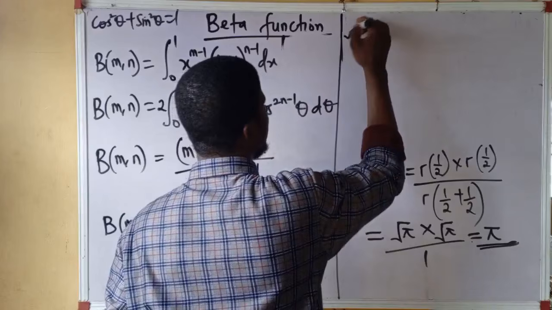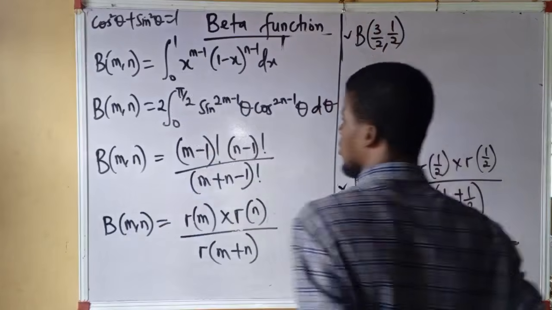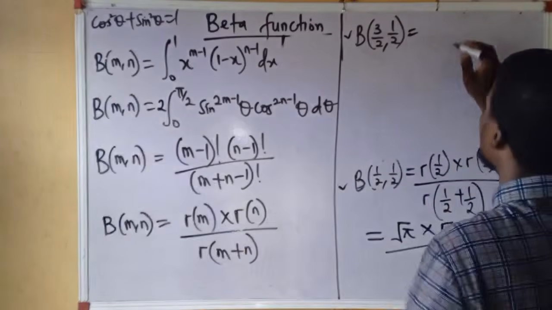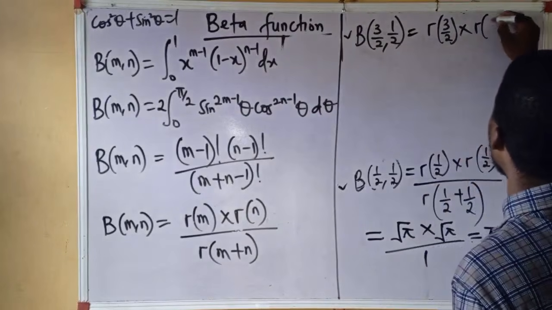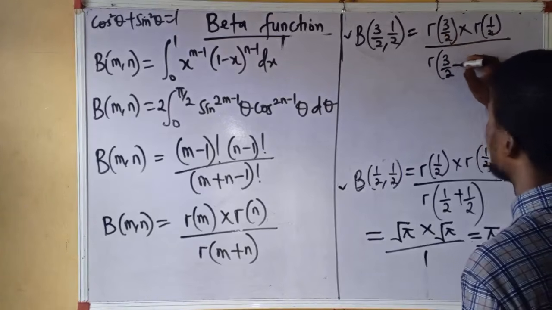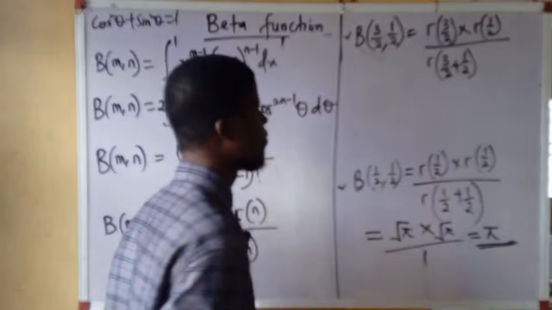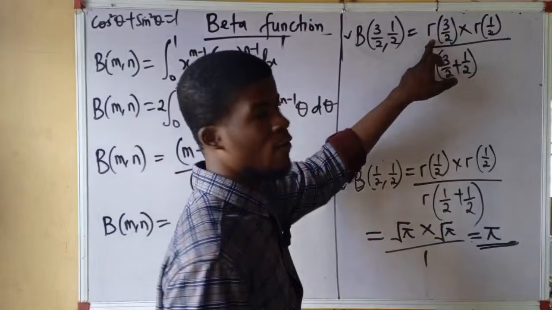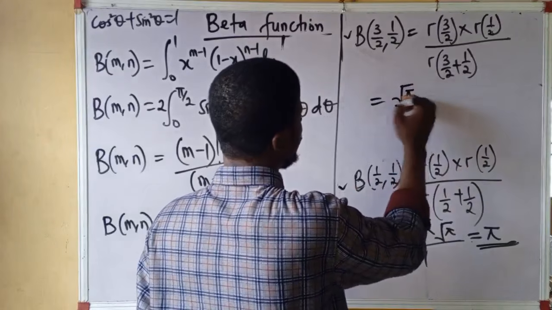So what is beta of 3 over 2, 1 over 2? Yes, we are still going to make use of this. It is simple. Using this, it will be gamma of 3 over 2 times gamma of 1 over 2 divided by gamma of 3 over 2 plus 1 over 2. So what is gamma of 3 over 2? We know that gamma of 1 over 2 is the square root of pi. Gamma of 3 over 2 is actually root pi over 2.